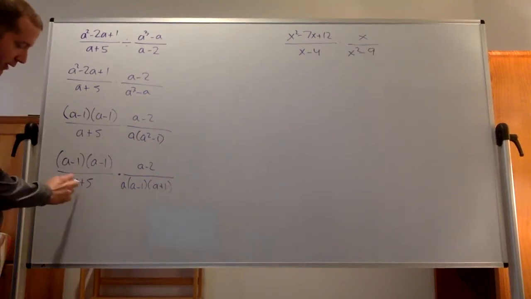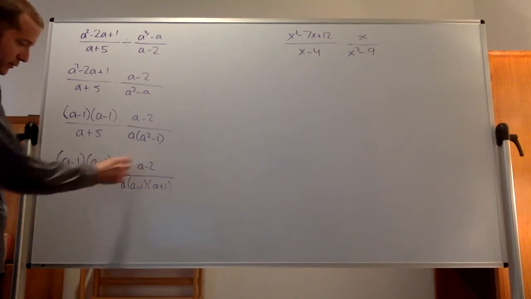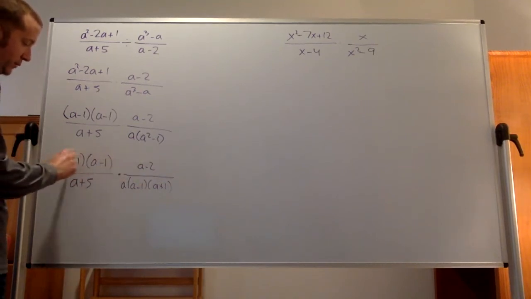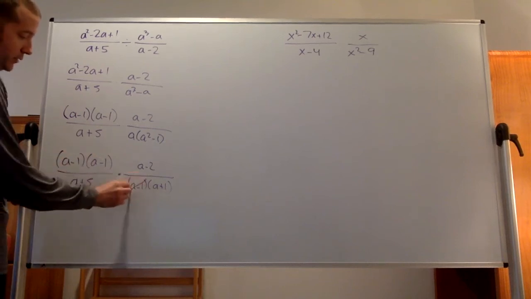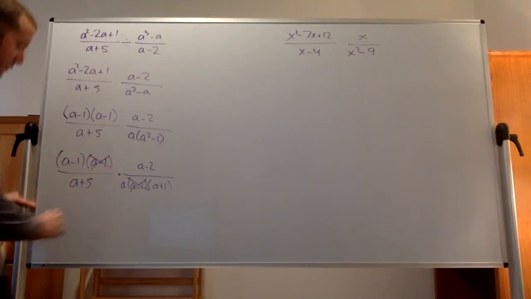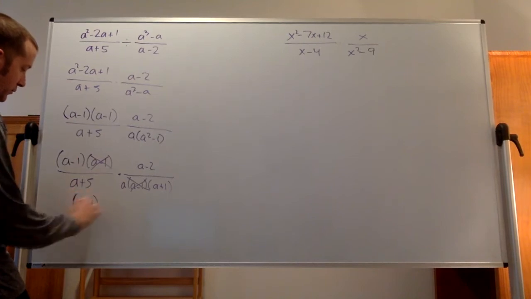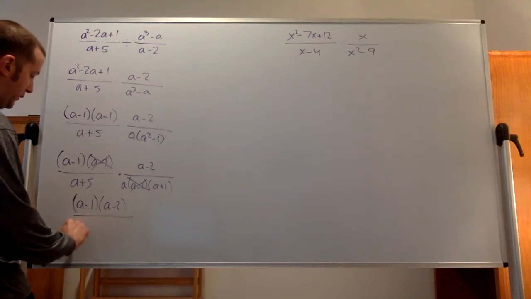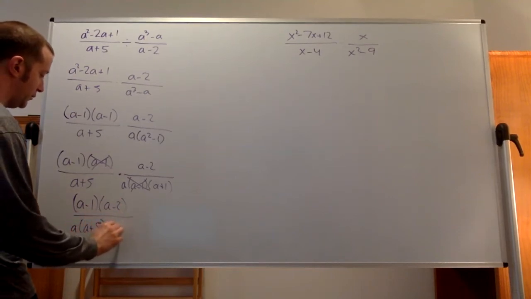Now I look, nothing common here and here or here and here, but those are also different. I can't do that. But there is a factor of a minus 1 on top. There's really two, a minus 1 squared. And there's an a minus 1 down here, so I can cross off one of those and one of those. I think everything else has to stay. I'll put a minus 1 times a minus 2 over a times a plus 5 times a plus 1.